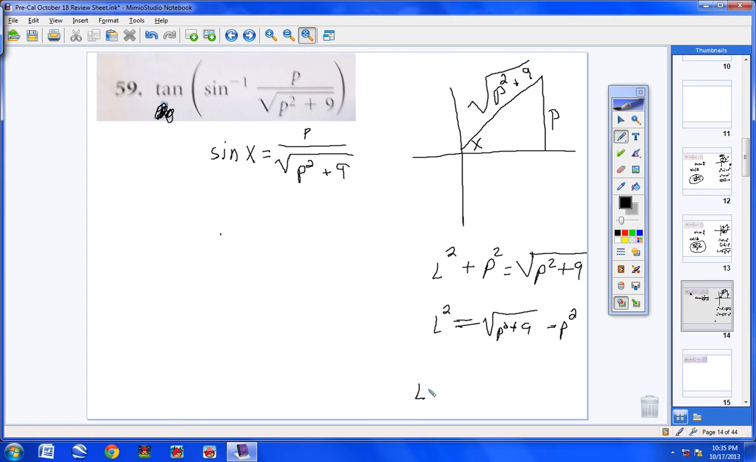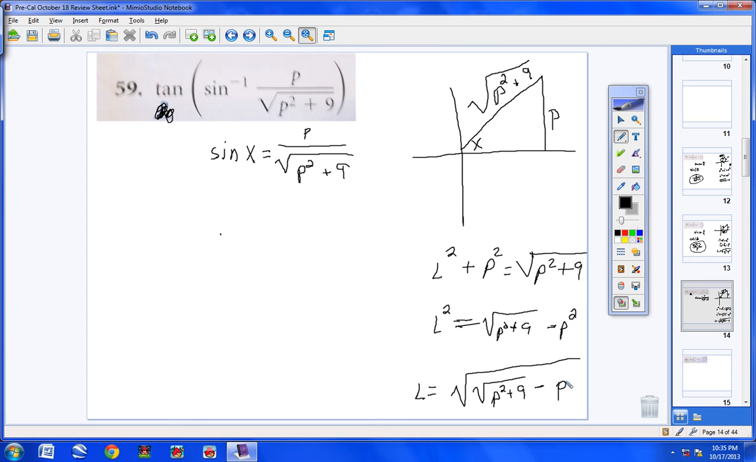So the square root of L squared is L, and the square root of this whole other side would look like this. The square root of P squared plus 9 minus, and I thank you again for your patience.